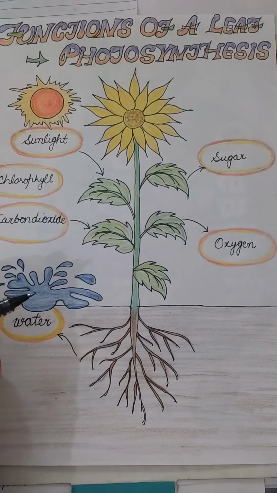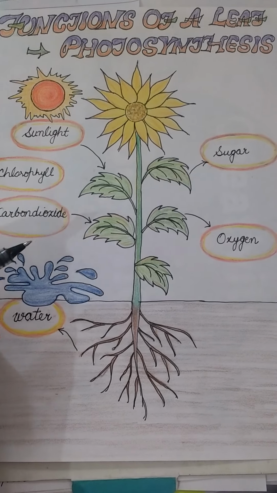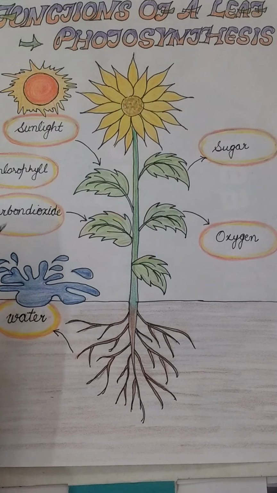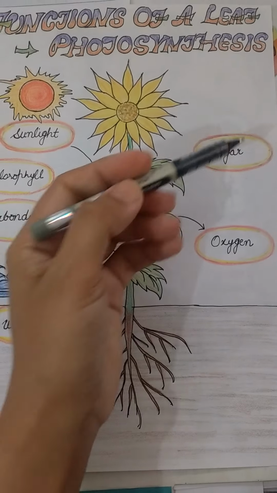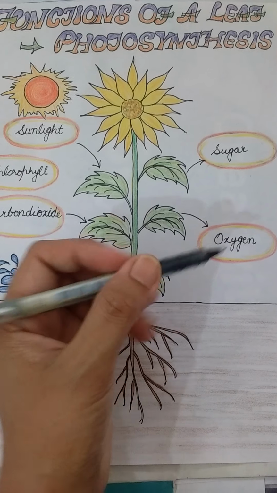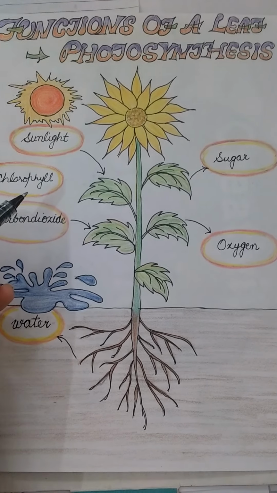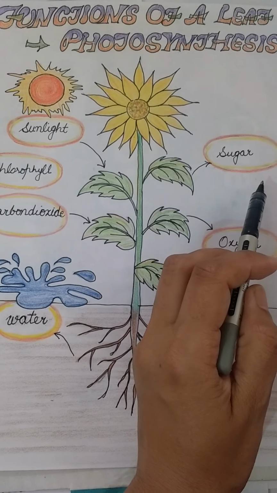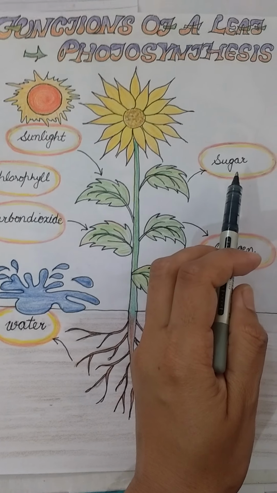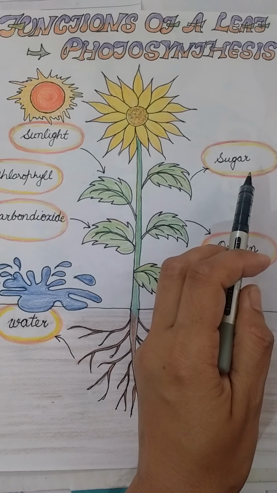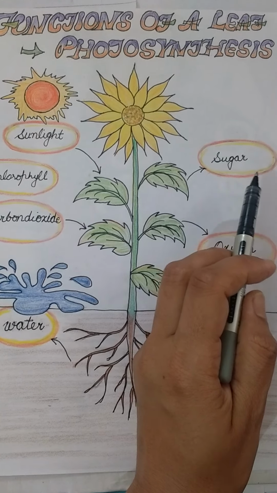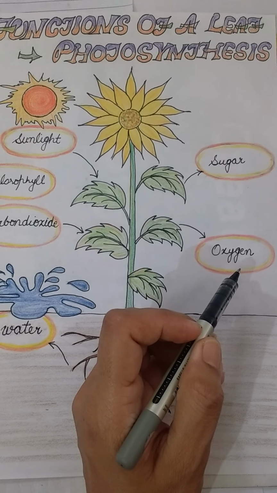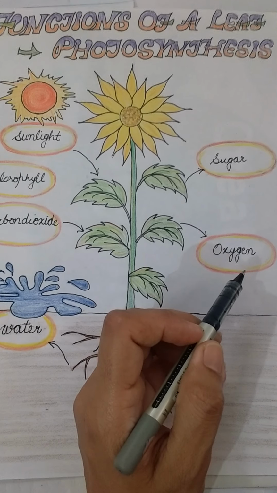Now what do the leaves do after fulfilling these requirements? Generally, leaves convert carbon dioxide and water into sugar and oxygen in the presence of chlorophyll and sunlight. That sugar is the main product. This sugar is known as the food of a plant. It is a type of carbohydrate, and it also releases oxygen into the atmosphere. That oxygen we use to breathe in.